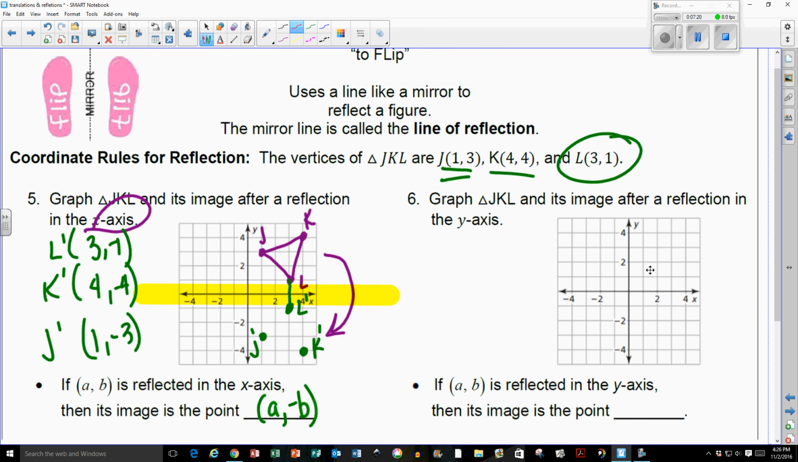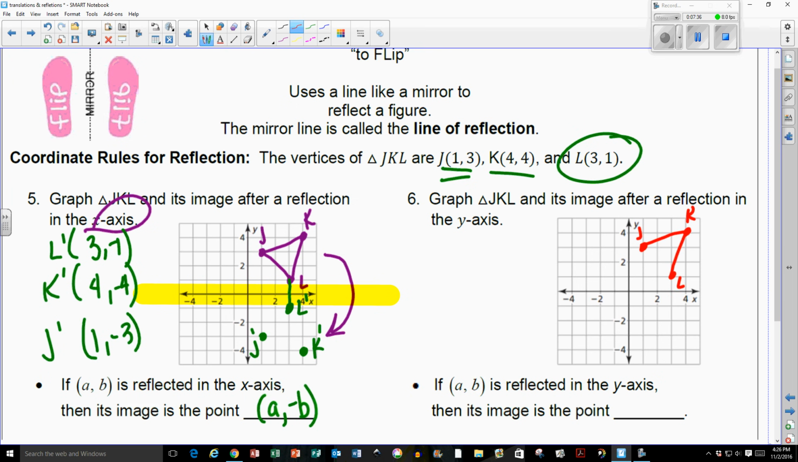So if we do the same thing over here, same points. So we've got (1, 3), so 1, 1, 2, 3, 4, 4, and (3, 1). So now we've got this one.